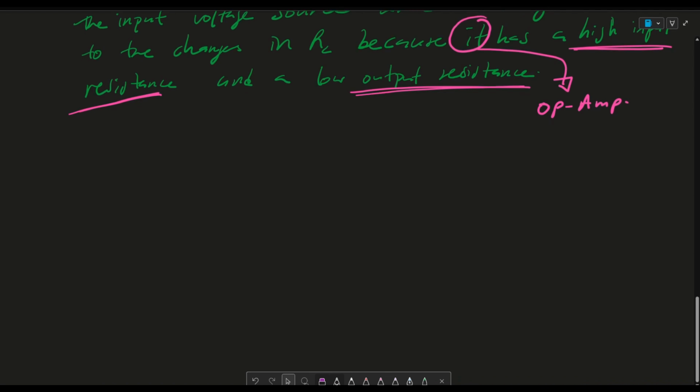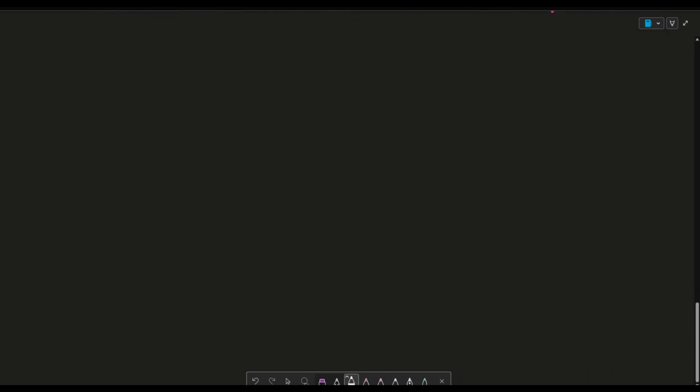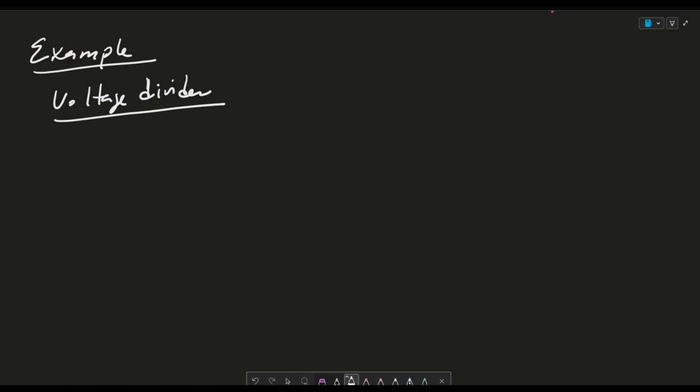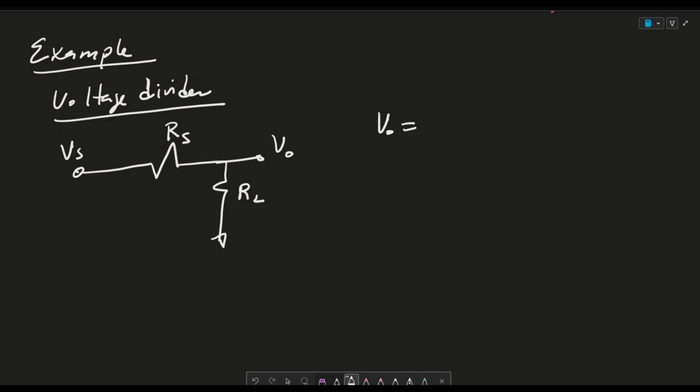So now let's go ahead and do an example. Let's consider the previous example we did with the voltage divider. Again, we have this V source, RL, RS, VO, VS. And we consider that VO is equal to RL over RL plus RS times VS.